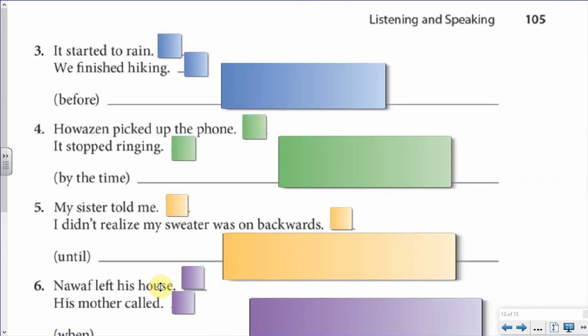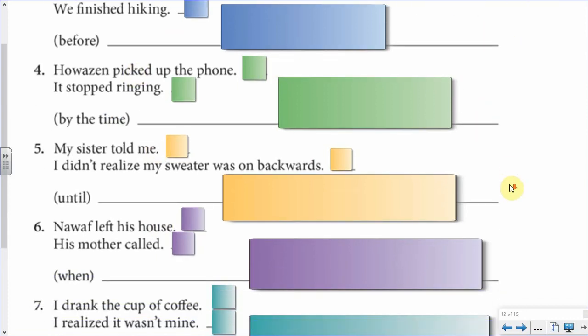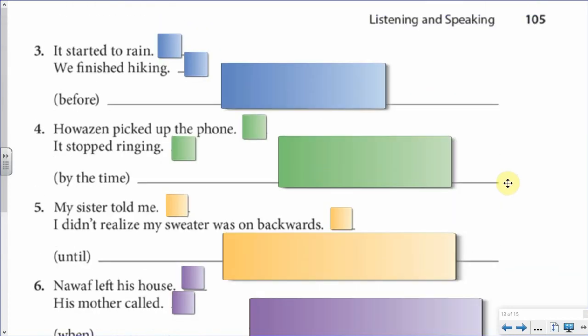Moving over to page 105, we have the rest of the sentences for part A. Number 3, it started to rain. We finished hiking. So from these 2, which was first and which was second?